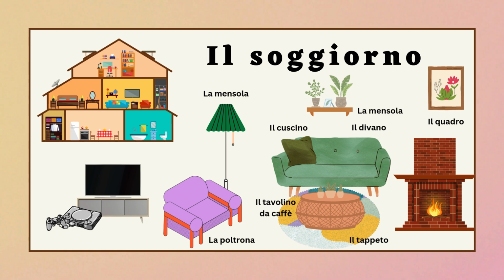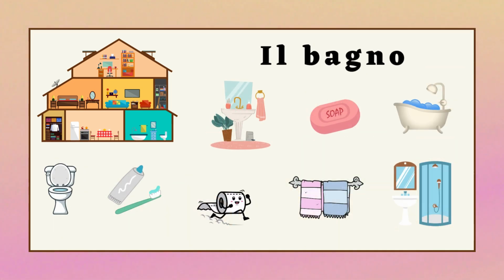And now, for entertainment, we have la TV, la console di gioco, or you can also call it PlayStation, for example. And then, one of my favorites, il camino, the fireplace. To finish up this part of the house, we have il bagno. And in the bathroom, we have la vasca, the bathtub, il WC or il VC, il box doccia, the shower, il lavandino con lo specchio, the bathroom sink with the mirror.